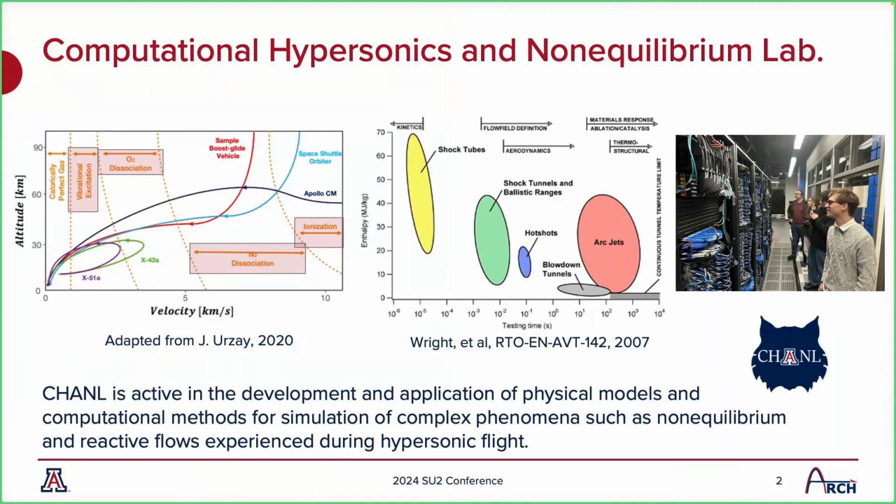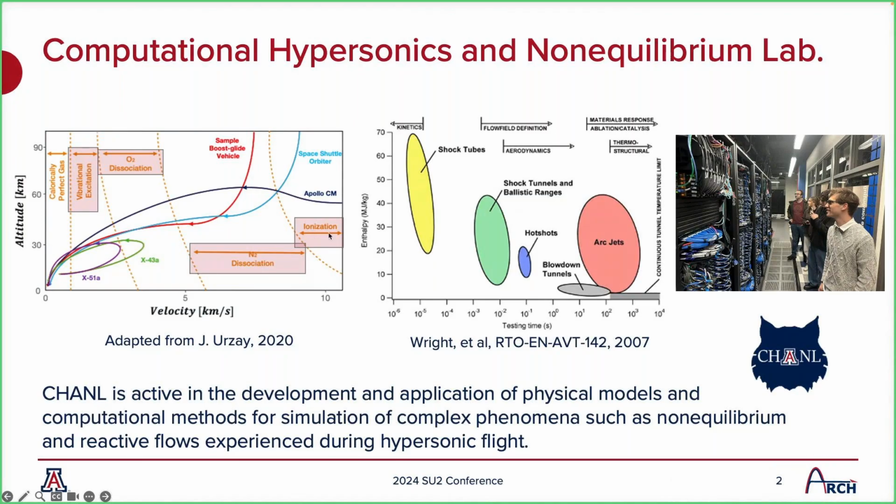So advancing to the next slide, our group at Arizona is called the Computational Hypersonics and Non-Equilibrium Lab, and these are probably two of my favorite figures and motivate why we do what we do. So on the figure on the left, we see hypersonic flight and some reentry trajectories. And as you go through these trajectories, you see different physics present themselves, from vibrational excitation, different energy modes becoming active, to chemistry and even ionization.